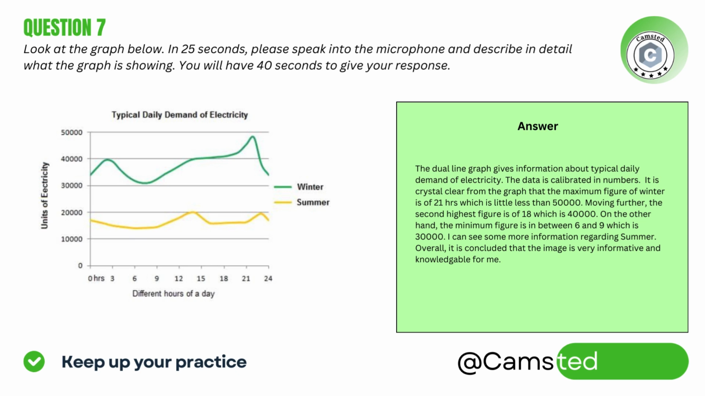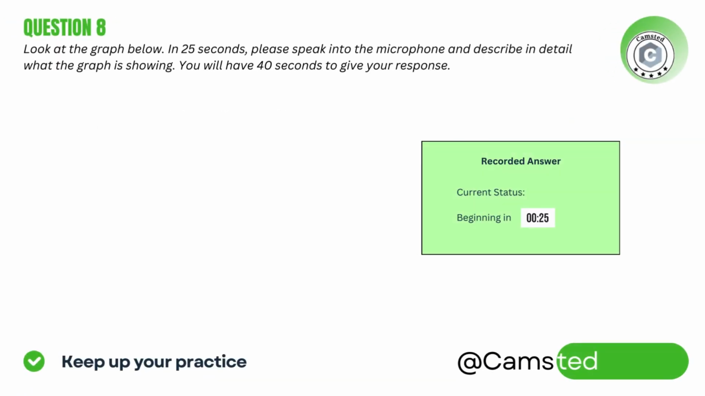On the other hand, the minimum figure is in between 6 and 9, which is 30,000. I can see some more information regarding summer. Overall, it is concluded that the image is very informative and knowledgeable for me.